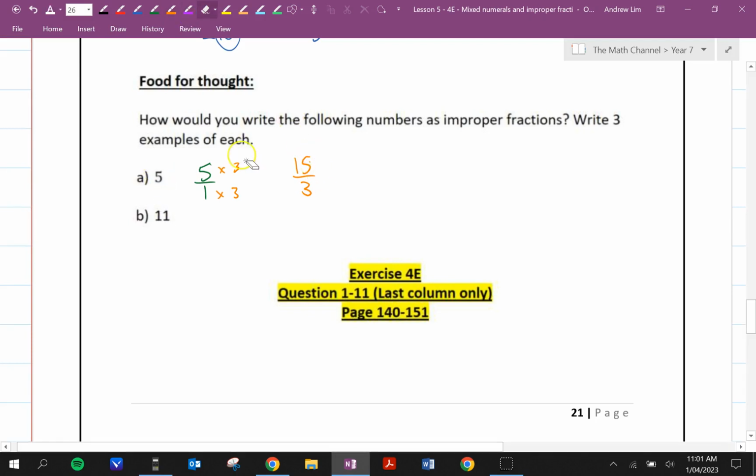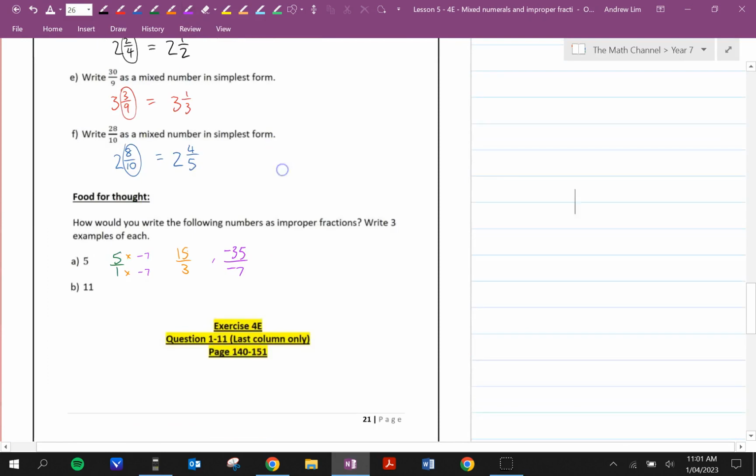If we times them by minus 7, then we'll get minus 35 over minus 7. The negatives cancel. 35 divided by 7 is 5.